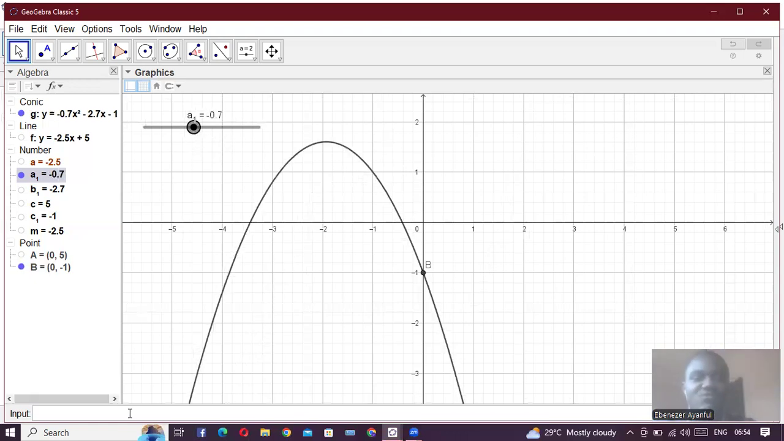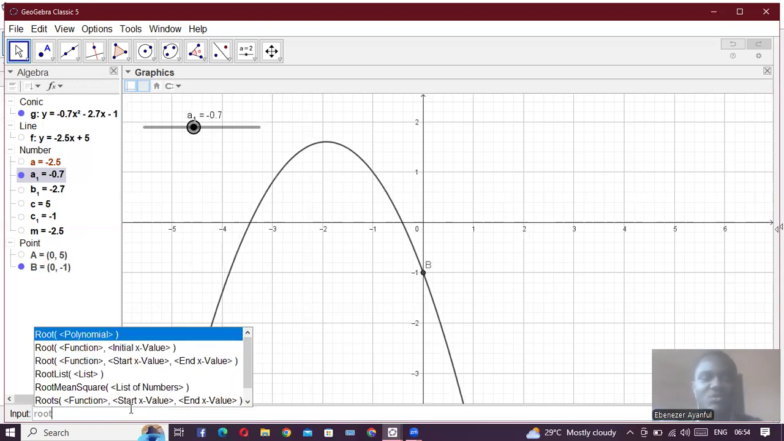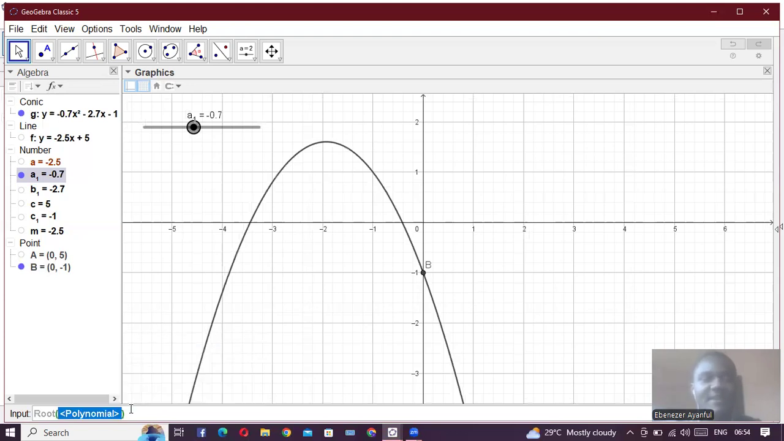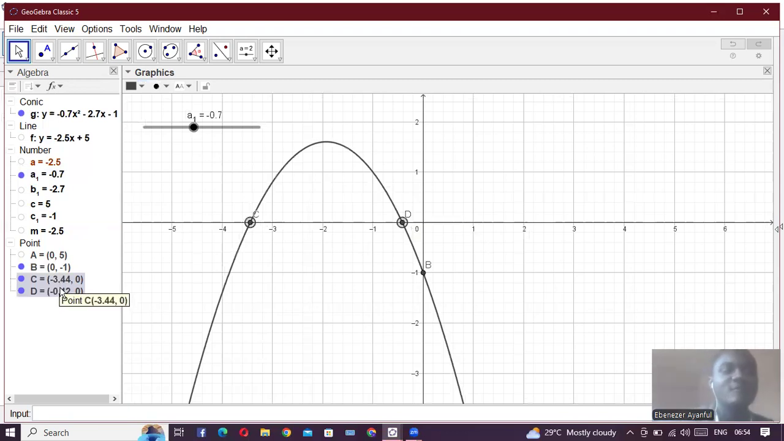Now we can do certain things like roots, where we can find the roots of this quadratic. So we can use the roots command here. The function is j, so root of j, and then we get these points C and D, whose x values are the roots that we are looking for. So the roots are basically the intersection of the curve with the x-axis. The x values will give you the roots.